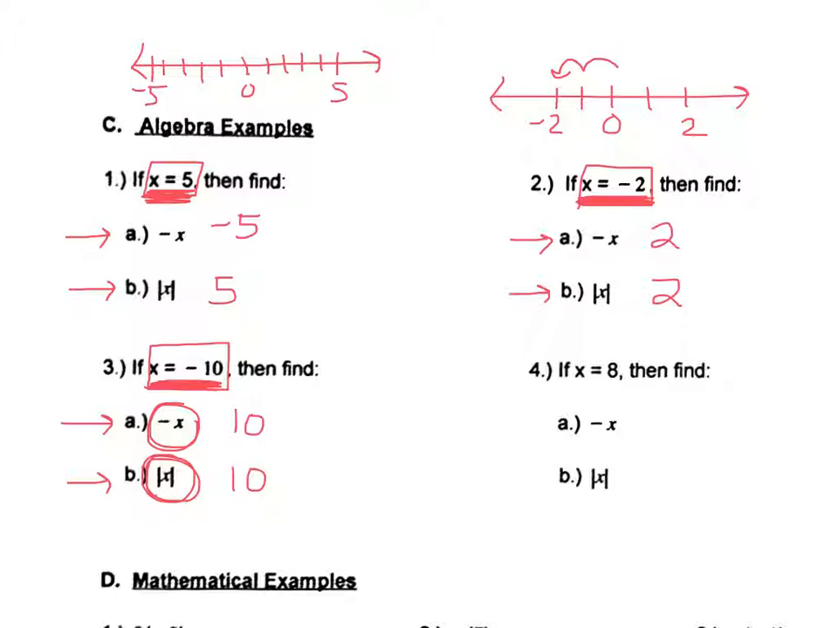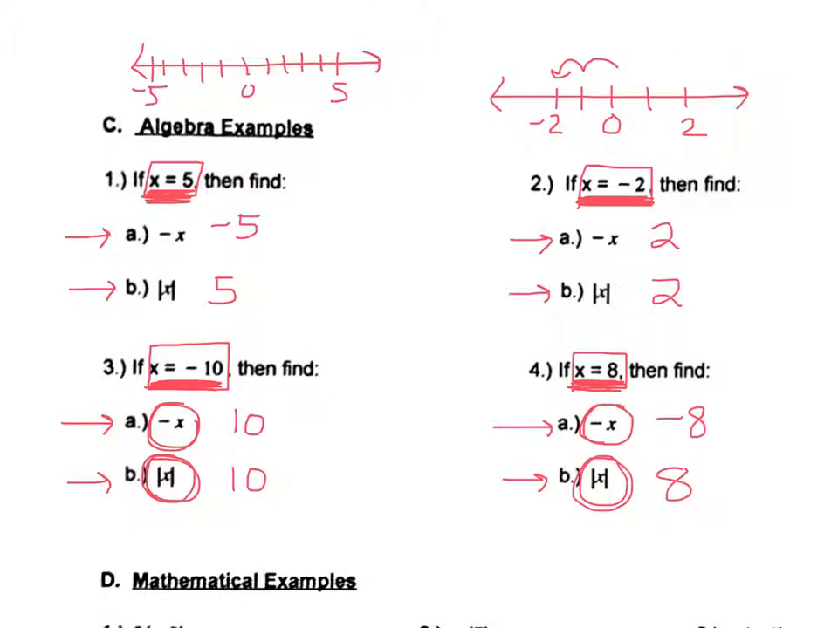And then finally, number 4, if x is 8, this question here is asking me for the opposite of that. The opposite of +8 is -8. And this question is asking me how many steps did it take me to get to this original number. How many steps does it take me to get to 8? 8 steps.